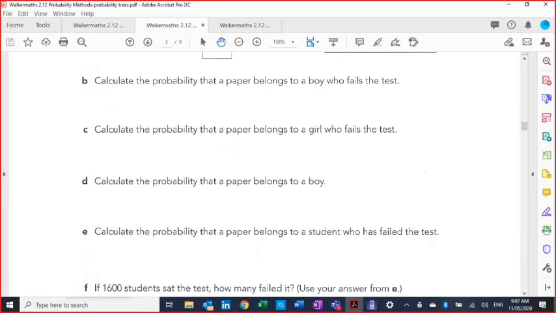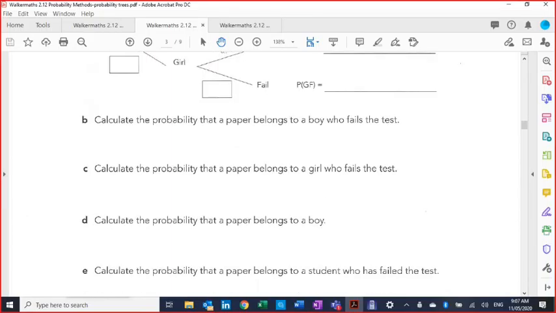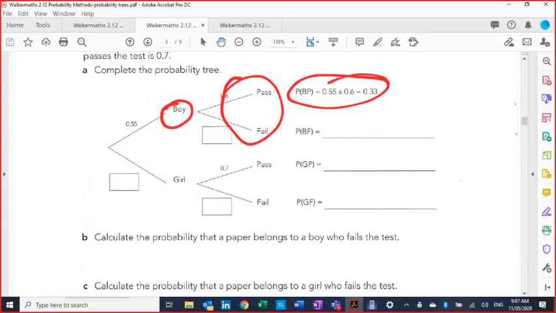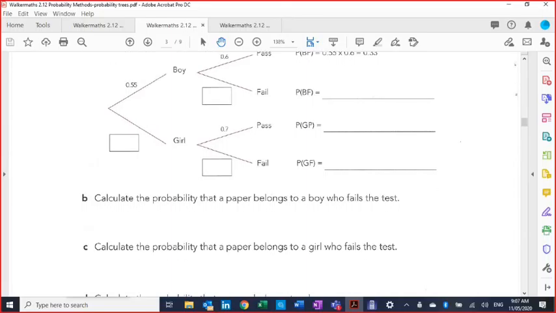Okay. Probability the paper belongs to a boy. Now, remember, if it belongs to a boy, that's any of these. So it doesn't matter about pass or fail. So it's this one or this one, as long as it has boy in it, right? Then we're good. And, of course, since that's 2 branches, what we'll do is take those and add them together. It's very common that you're going to be adding branches together.